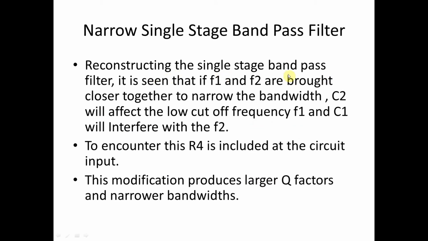Reconstructing the single stage bandpass filter, it is seen that if F1 and F2 are brought closer together to narrow the bandwidth, C2 will affect the low cutoff frequency F1 and C1 will interfere with F2. To counter this, R4 is included as the circuit input. This modification produces larger Q factors and narrower bandwidths.